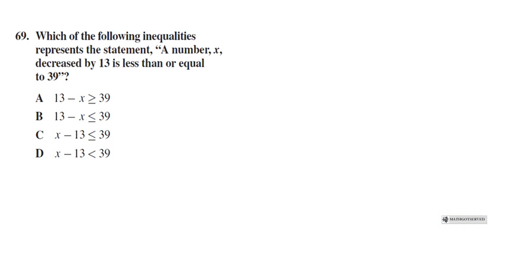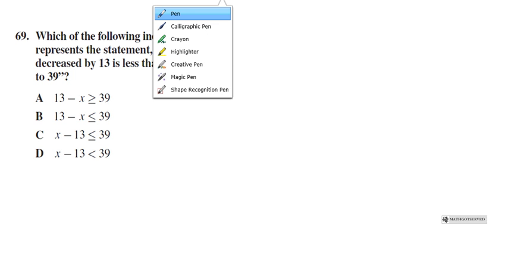All right, let's go ahead and take a look at question number 69. It says, which of the following inequalities represents the statement, a number x decreased by 13 is less than or equal to 39. So basically what we're doing here is translating from words to a mathematical formulation or an equation, okay? So a number, we're going to keep the order of the sentence in place and then see if we can translate it into math form, okay? So a number x, we have a variable declaration right here, so we can call the number x.